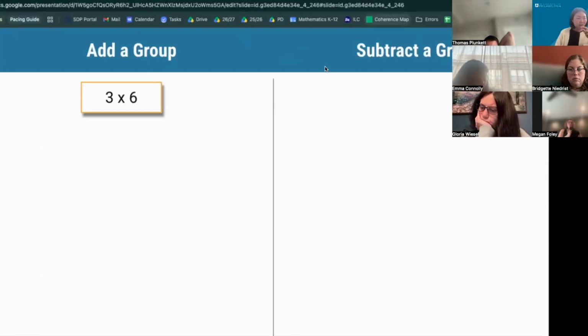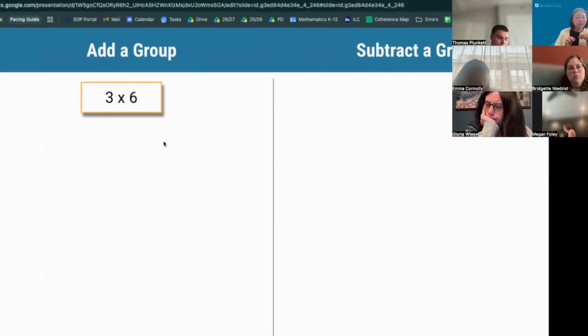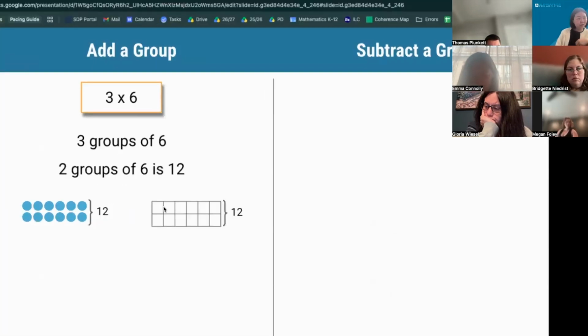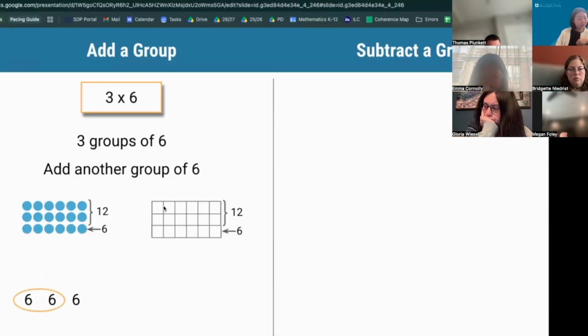Another two related derived fact strategies are adding a group and subtracting a group. So our 3 times table wasn't included in a foundational fact. When we think about 3 groups of 6, remember our 2 groups, or 2 times, was a foundational fact. So if I know 2 times 6, or 2 groups of 6, is 12, and here we have some visual models for it, I can add a group of 6 to get 3 groups of 6. So if I add another group of 6, now I have 3 groups of 6. And so 12 plus 6 is 18. That's an adding a group strategy.